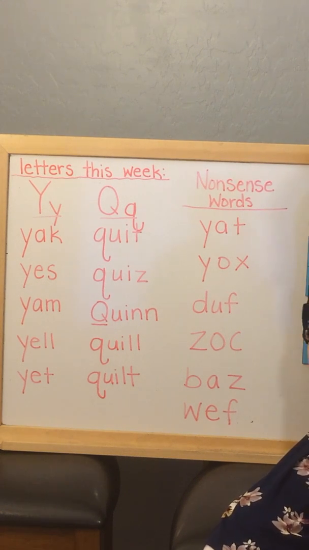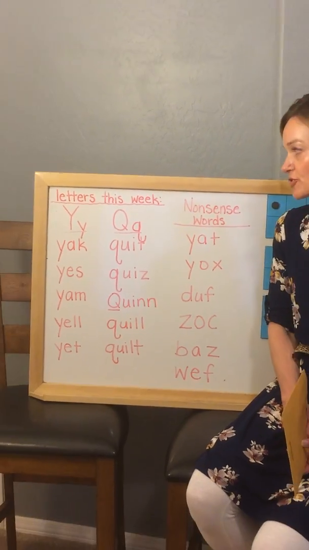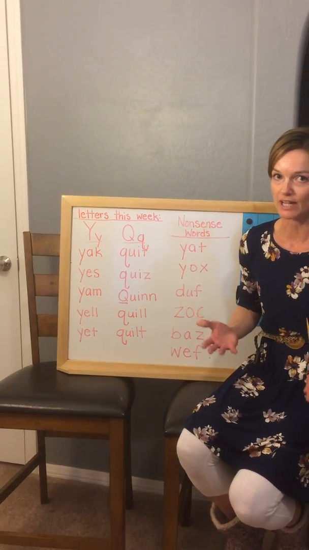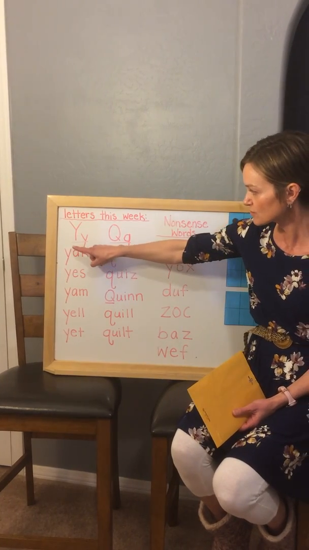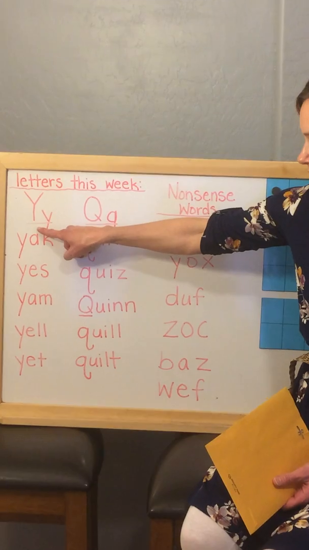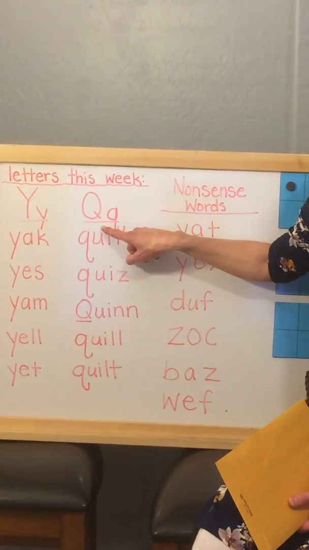So last week I mistakenly said that we were done with letters. We're actually done this week. So these are our last two letters, which is really exciting. We're finishing this up this week. Our last two letters are Y and Q.